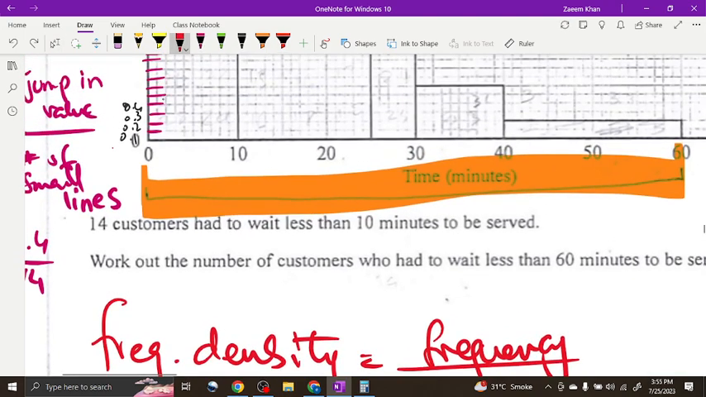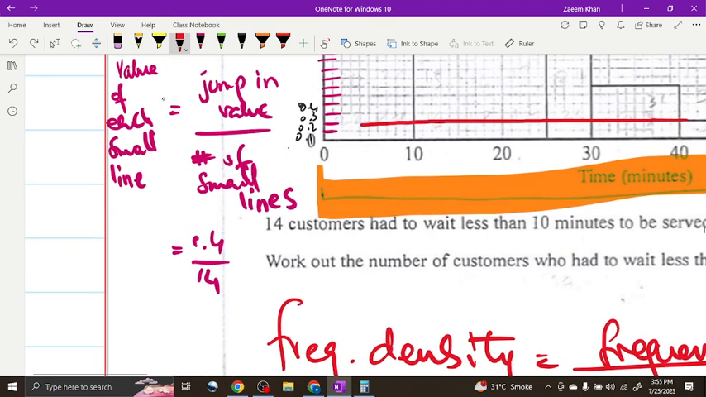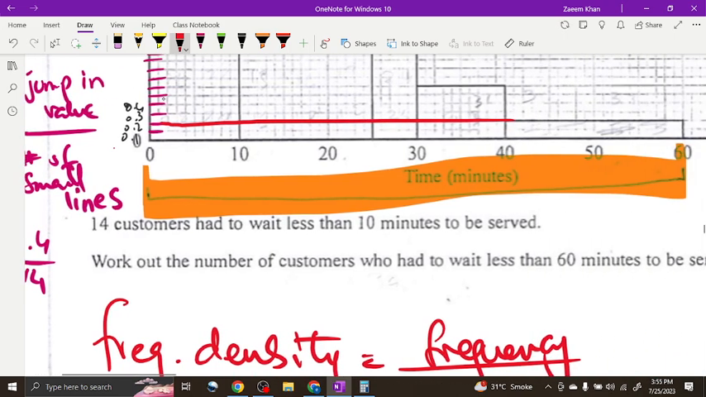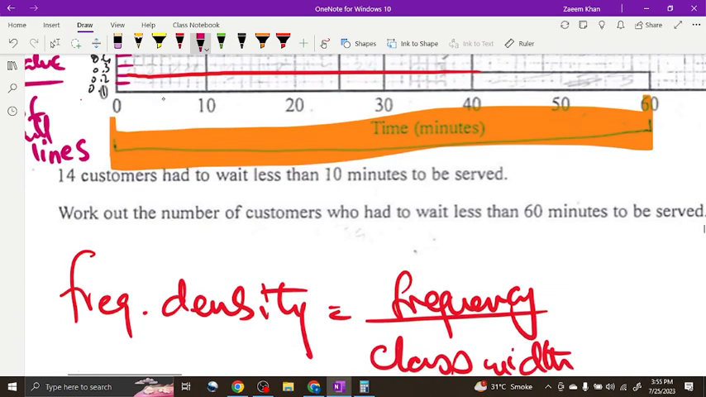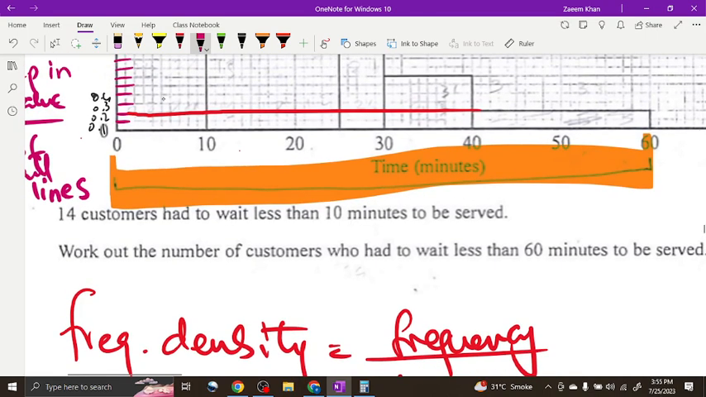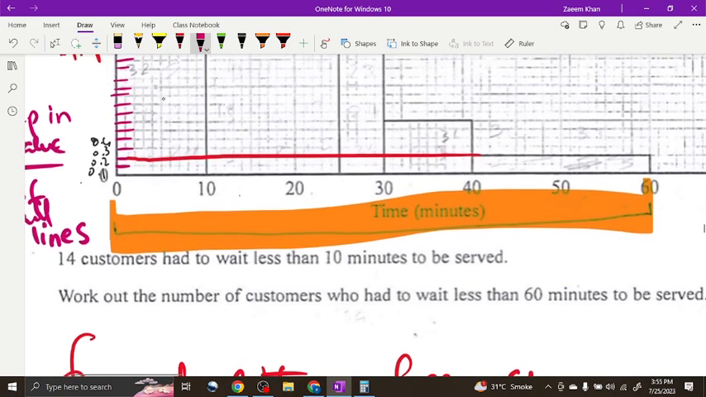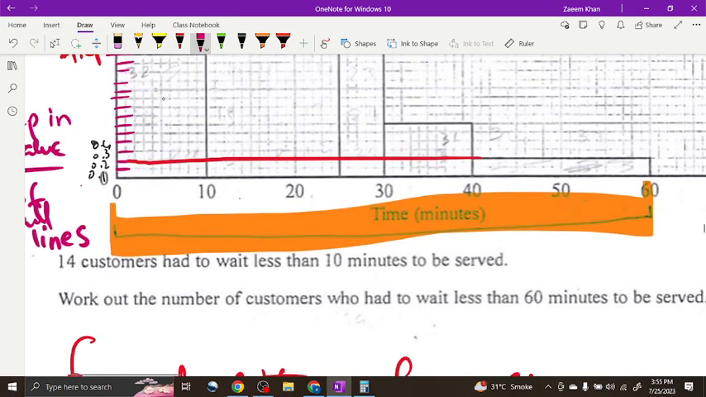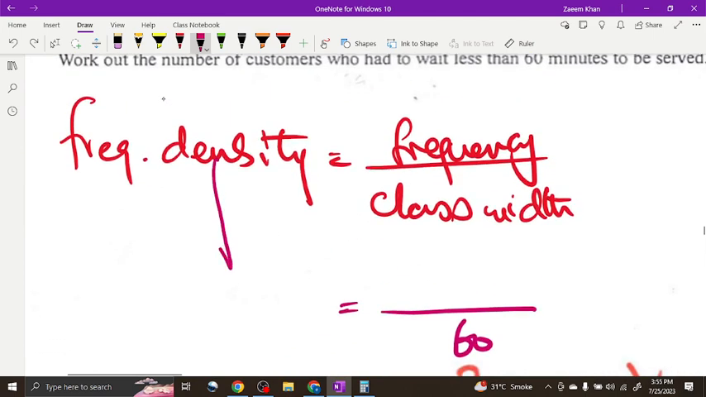I'm going to draw a line over here, take a look. I'm going to extend this line. How much does this represent? 14. What line are you looking at? The one that you just 14. But I'm trying to refer to the value on the y-axis. Oh, 0.2.